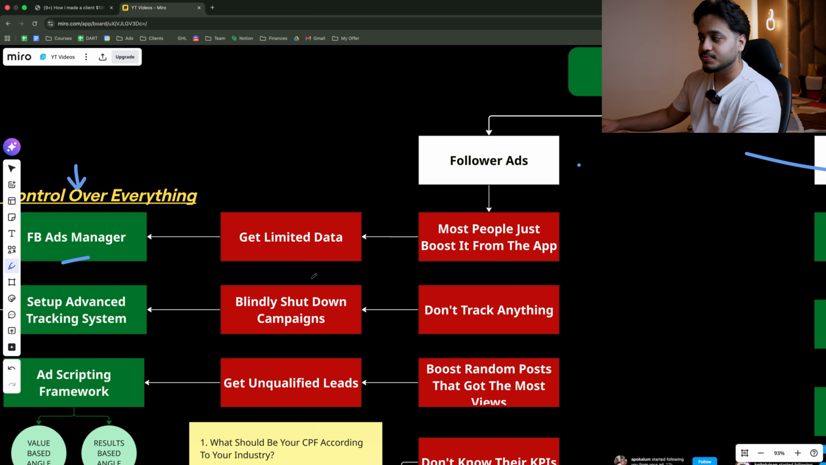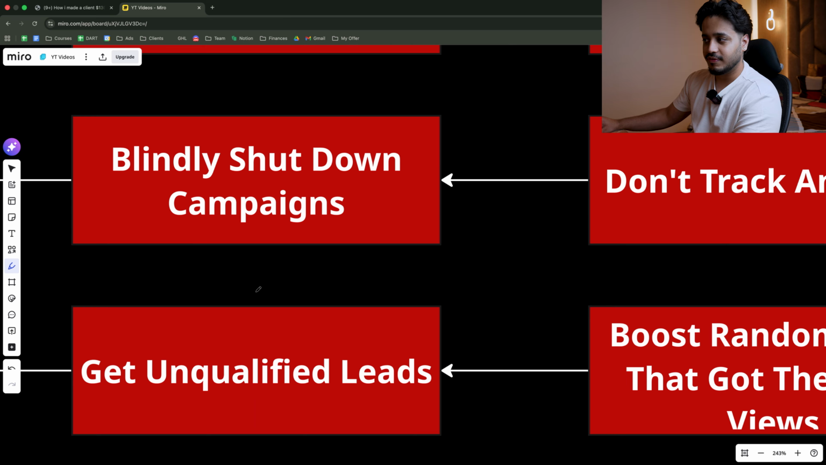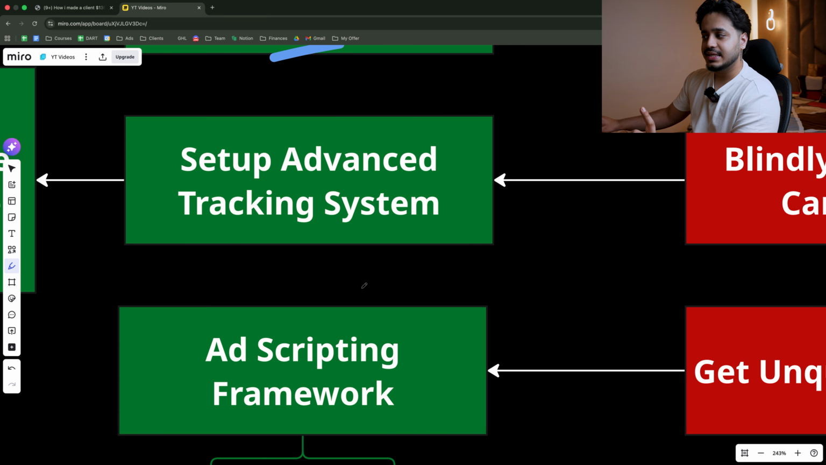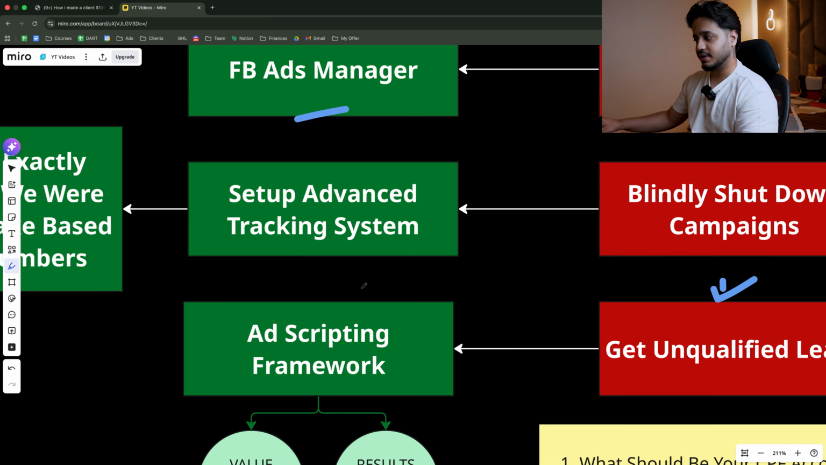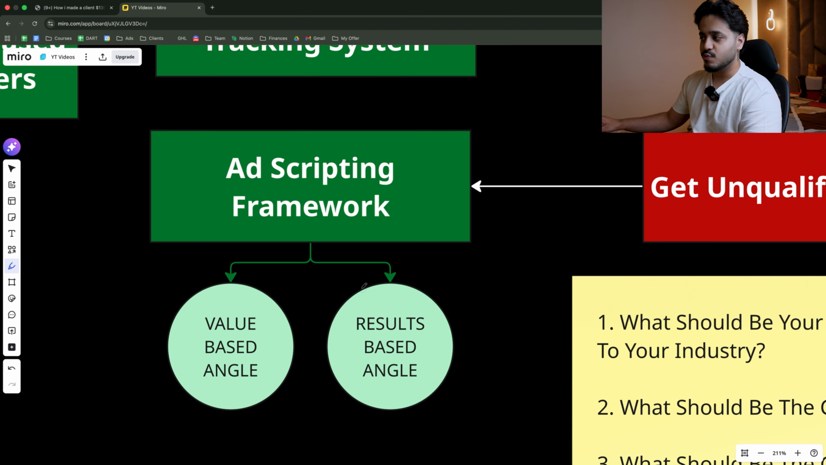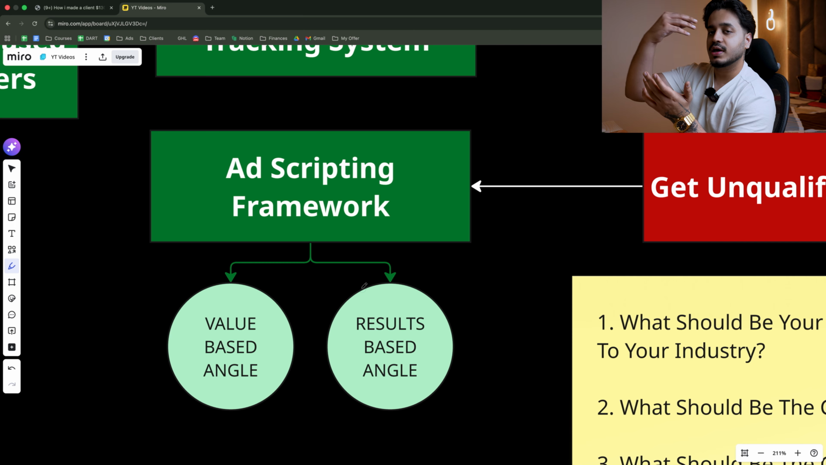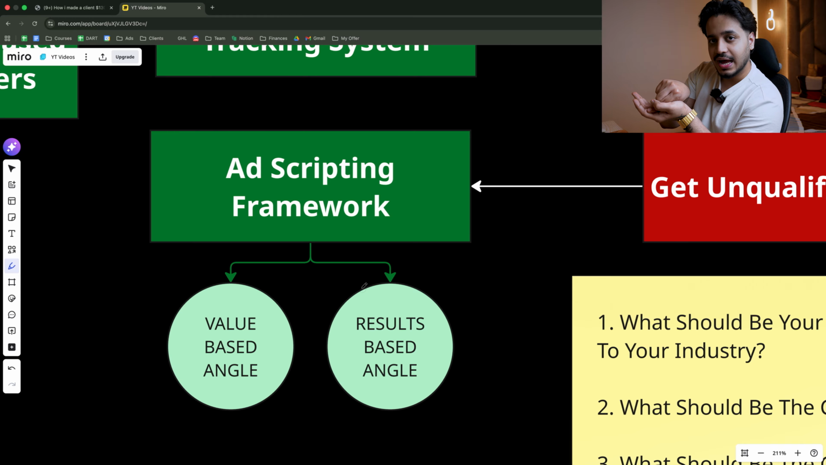And this is why most people, when they do this, get unqualified leads. So to fix this, we created these follower ads using our ad scripting frameworks. In the ad scripting frameworks, we have a lot of angles, but the two most common ones we use are the value-based angle and the results-based angle. Now, in the value-based angle, we are providing value to the person, and in exchange for that, they're going to follow us, right? The results-based angle is where we are talking about a case study and telling people that if they want to achieve the same results, then they should follow us, right?